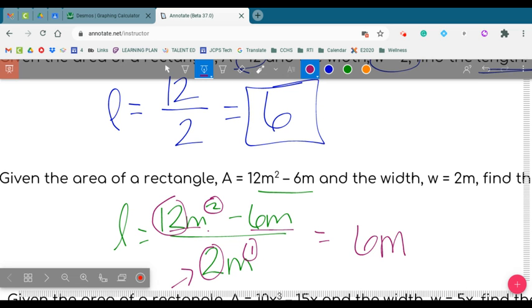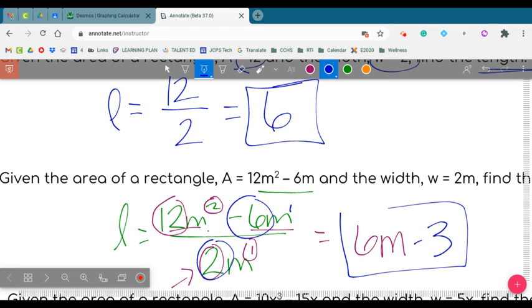Then we do the next one. We do negative 6 divided by 2, which is going to be negative 3. And then you have 1 minus 1, which cancels. So our final answer would be 6m minus 3.